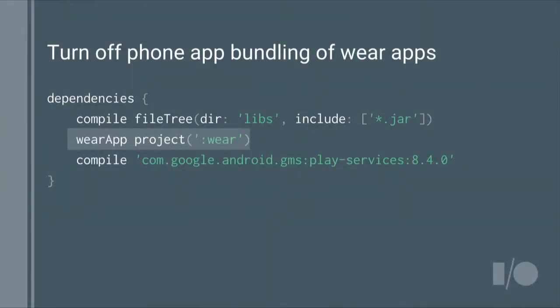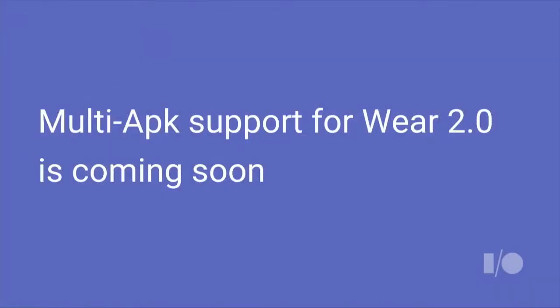Since Wear 1.0, Android Studio and Gradle have provided a very simple way to automatically bundle Wear APKs inside of phone APKs, as shown. You can turn this bundling off by removing the Wear app project dependency from your phone app's Gradle file while testing standalone apps. Multi-APK support for Wear 2.0 is coming soon, and we'll have more announcements on this over the summer. For now, simply sideload your standalone Wear app directly to your device for testing. Now I'll hand it over to Kenny to show you a couple examples.